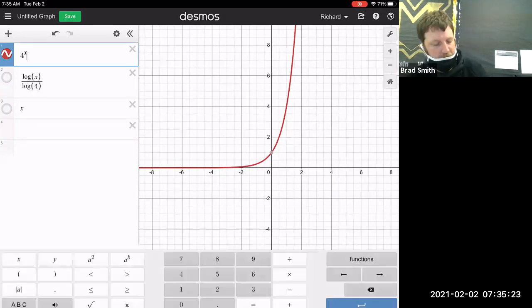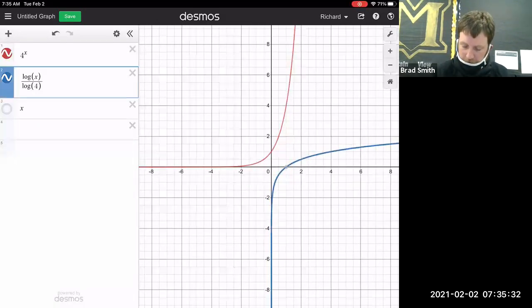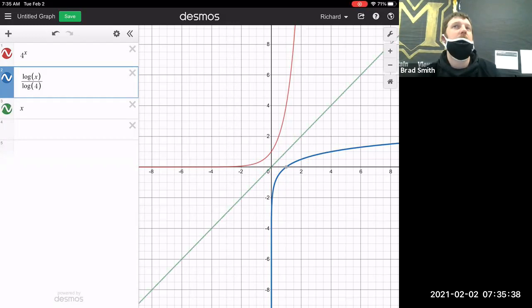Now, if I did this, this is the change of base formula. We'll learn that later in the year. But if you look here, I have (1, 0) is on here. And then I also have (4, 1) is on here if you get close enough. So you can see the graph. And then if you look at y equals x, all inverses are a reflection of the two. So you can see that the red, if I fold it over the green, I get the blue, right?